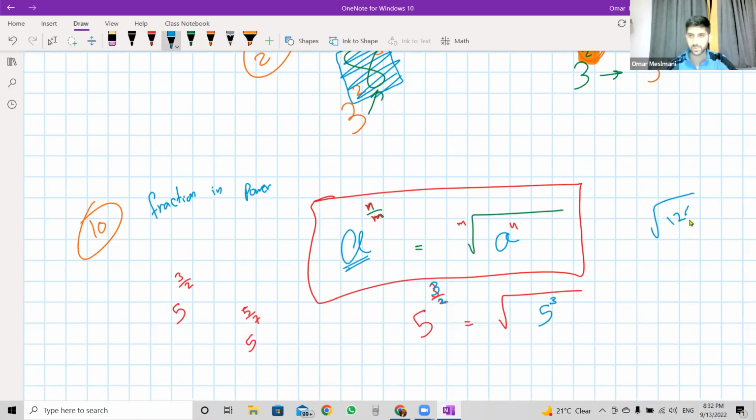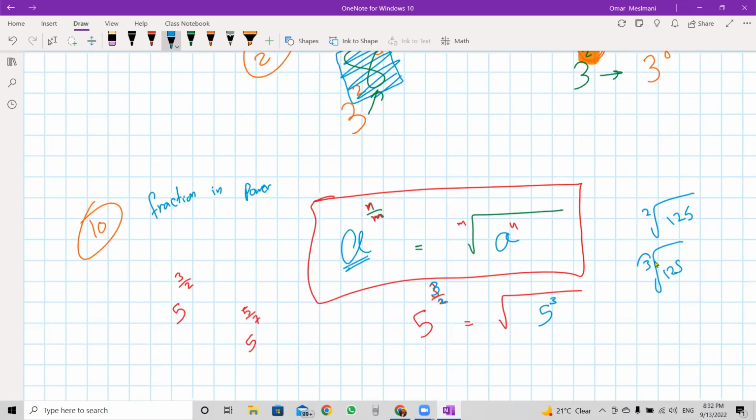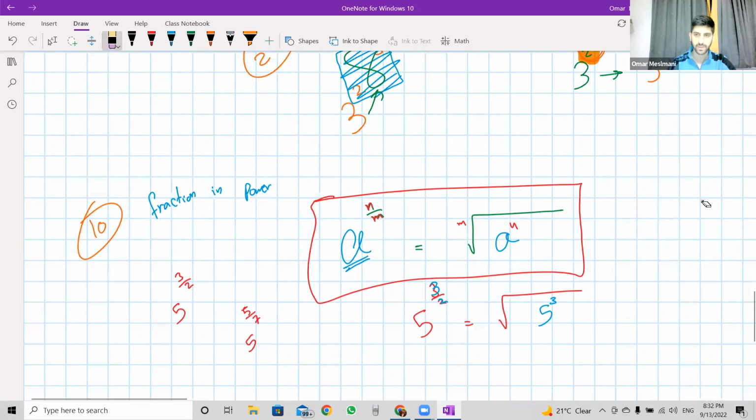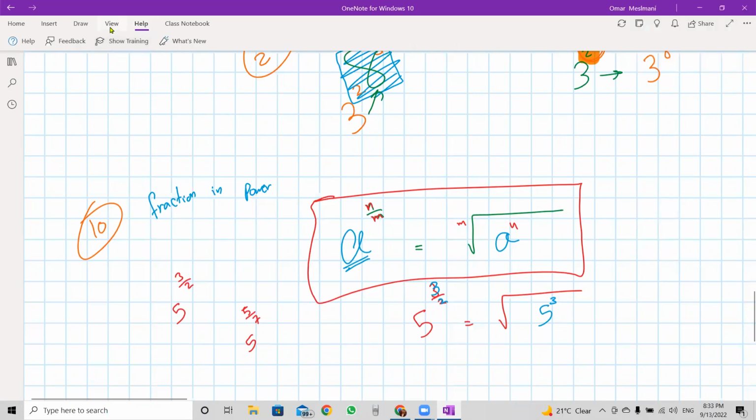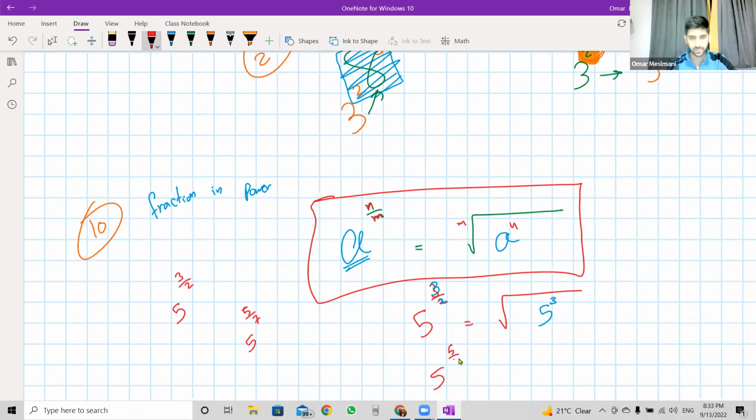Do you know why we call it a square root? Because it has a hidden 2, like a square. For the cube root, there is a 3, and you have to write the 3 because you cannot hide it. Are we good with the concept? Yes. If you have 5 power 5 over 7, tell me how you get this one.